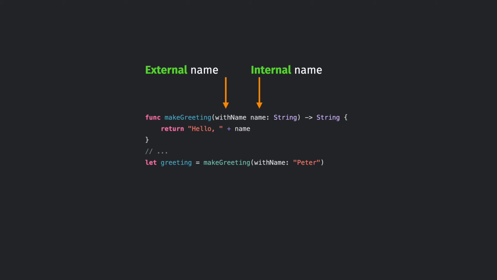So remember, we have our external name and our internal name. This is just how I think about it. We have our external first and then our internal after. And this allows for, as I said before, sentence-like code.